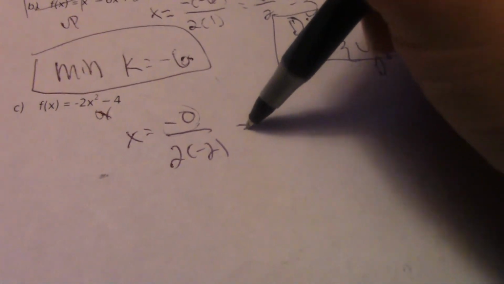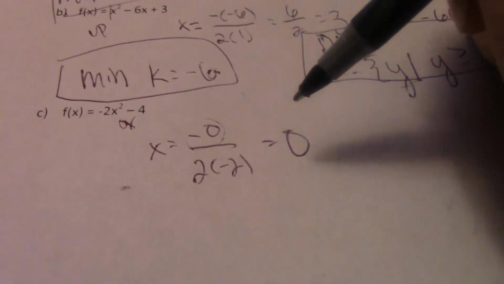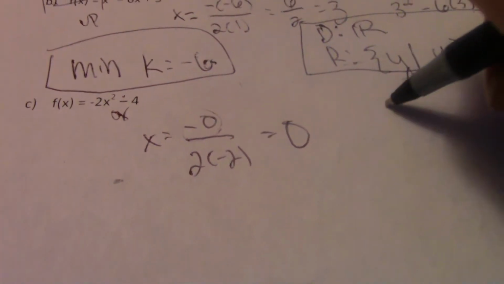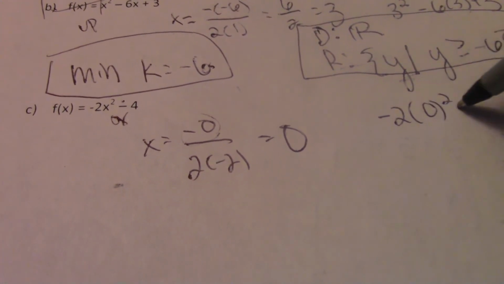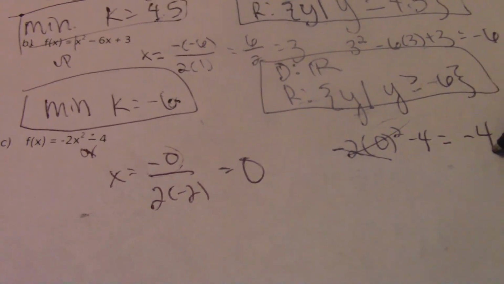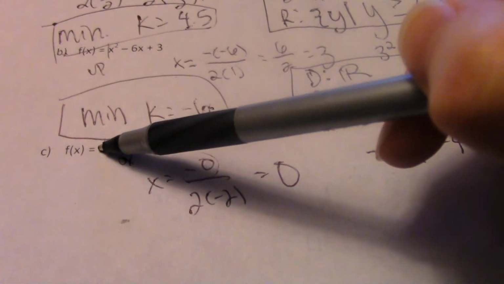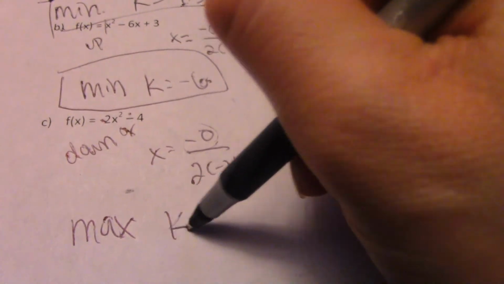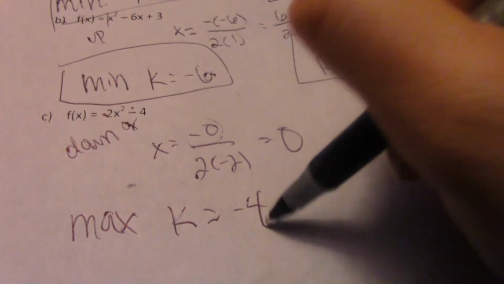Last one. Okay. Now there's no regular x here, so it's 0, right? So x equals negative 0 over 2 times negative 2. Well, if 0 is on top, it's going to automatically be 0. So if I plug this back in, negative 2 times 0 squared minus 4, that goes away because it's all 0, just gives me negative 4. Because it's a minus, it opens down, right? And if it's down, that means I have a maximum at k equals negative 4.